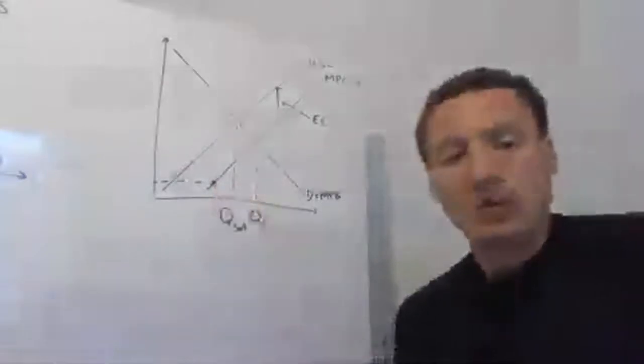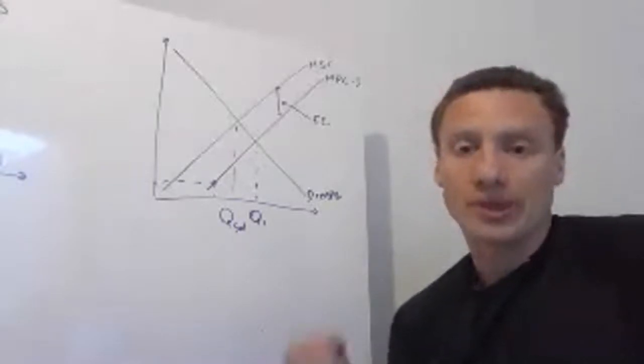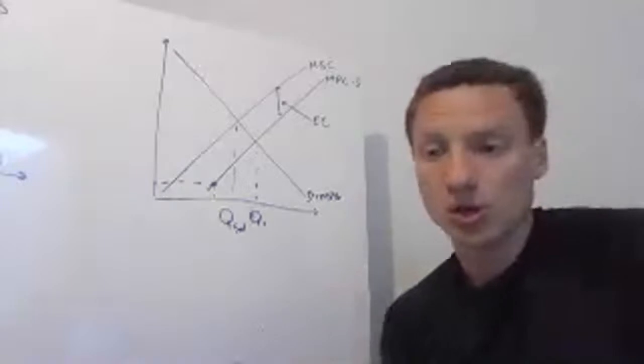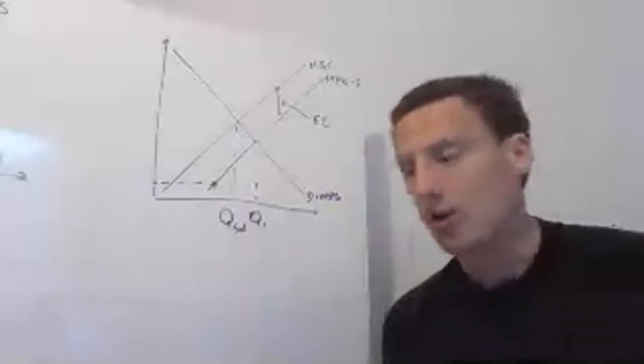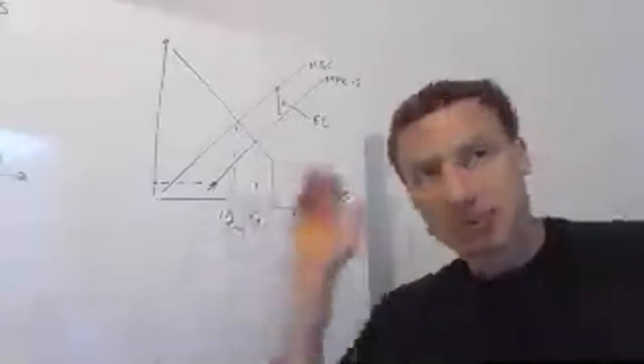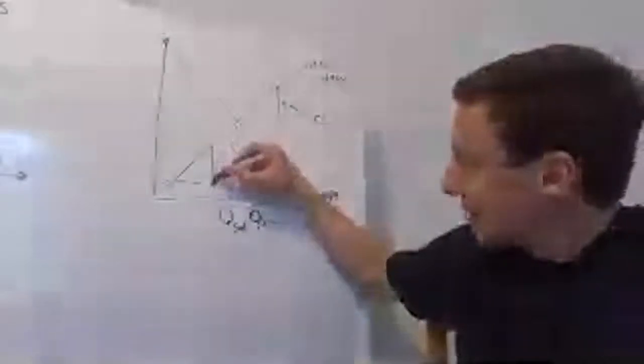But we know that this is a good with negative externalities attached to it. So we also know that when the consumer consumes this good, or when the producer produces this good, there is also a negative effect, a negative spillover on a third party, Joe Public, someone random walking down the street. So that distance there is the additional external cost to that third party.